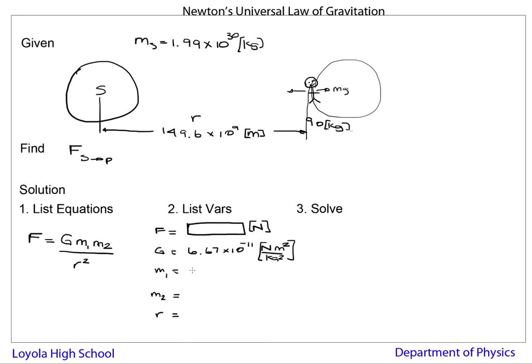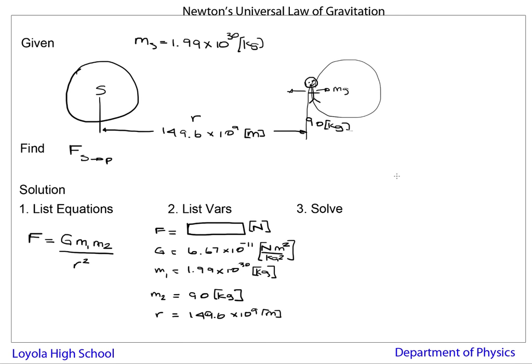Okay, mass 1, I'll say it's the sun. Again, it doesn't matter the order because we're just multiplying, but I'll say it's the sun. It's 1.99 times 10 to the 30th kilograms. And the mass of the second object, the person we're talking about here, is 90 kilograms. And the distance between the two is the 149.6 times 10 to the 9th meters. So billion meters away, times 10 to the 9th is billion.